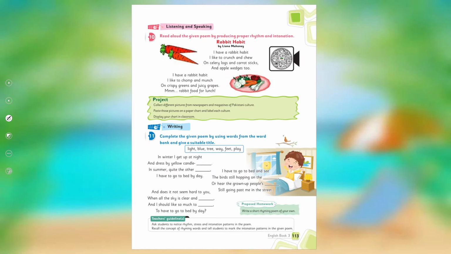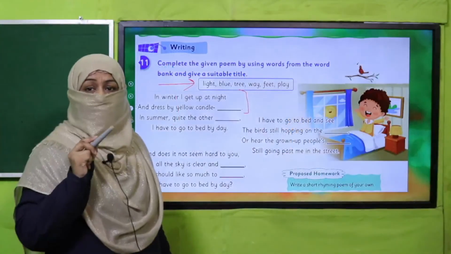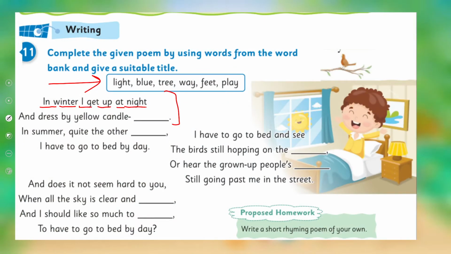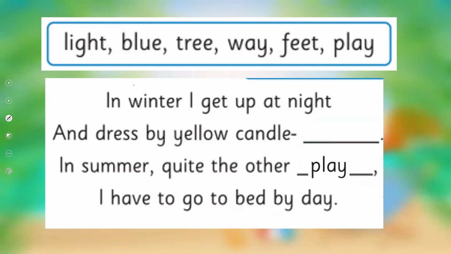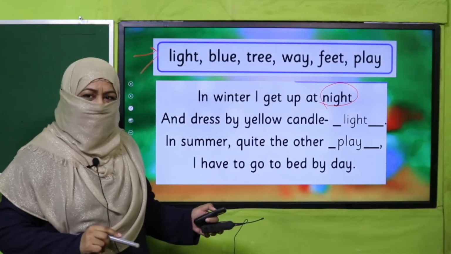So there is another poem in your book, and here you have to select. Here words are given and you have to select the words which rhyme the same. For example, you will say, in winter I get up at night and dress by yellow candle. Now these are the words you have to select which will rhyme with this word night. Okay, so what rhymes with night? Night. So from this word bank, what rhymes with night is light.